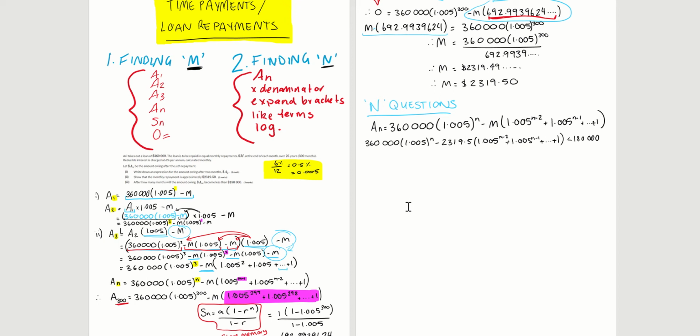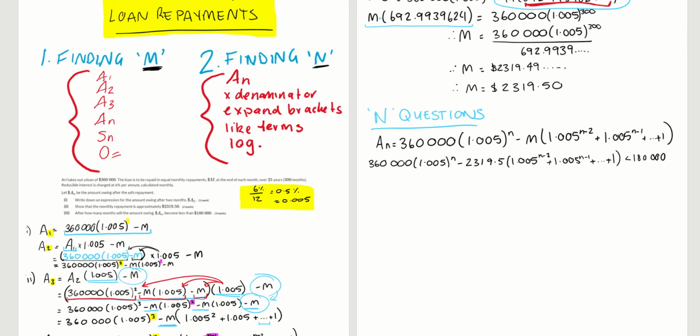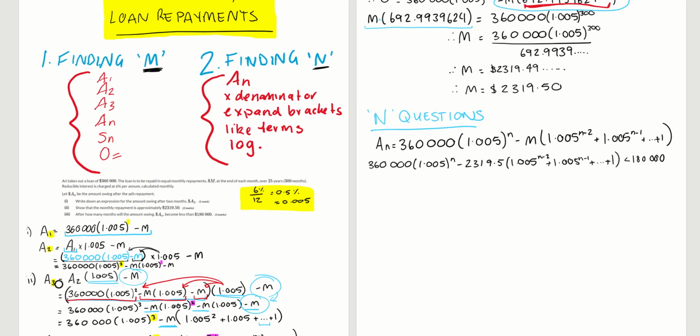Okay, part 2 is finding N. This is a bit more difficult. Let's review my steps. I said start with AN, then multiply out your denominator, expand the brackets, and gather like terms. So I'm going to try and keep that there so you can see the summary while we're going. So AN says, after how many months will the amount owing become less than 180,000? So we keep our M. That's not going to change. They haven't said that M, the monthly repayment, is changing.